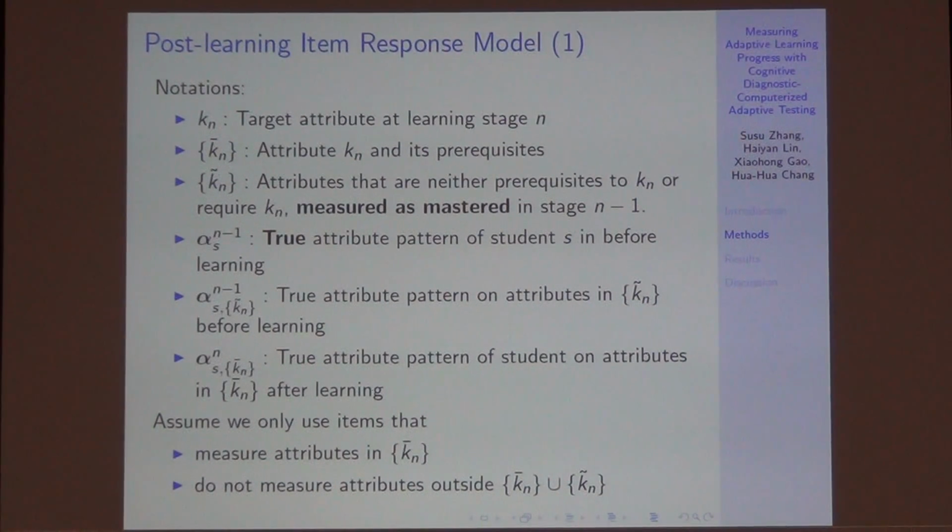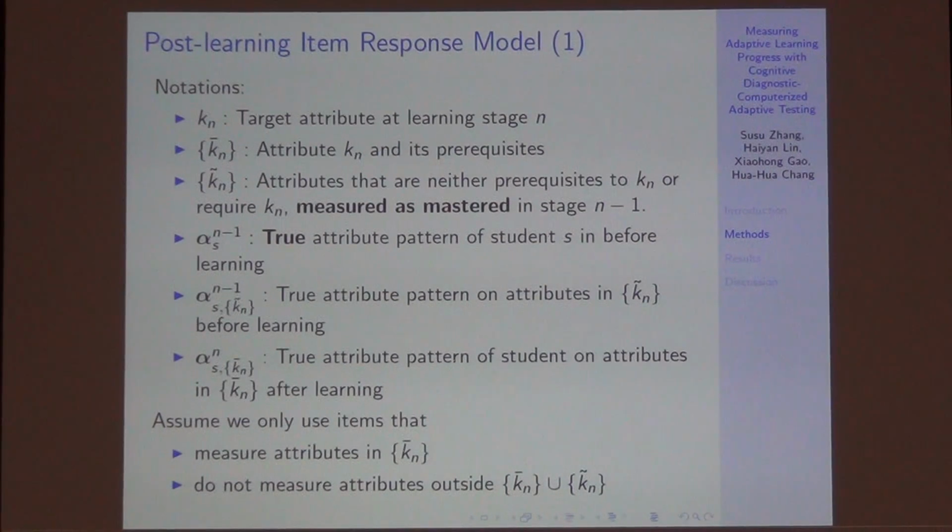So at time point n, we want to denote the target attribute by k sub n. And then we use the set k bar sub n to denote the attribute k sub n, so the target and also its prerequisites. And then later on, we denote all the skills that are previously measured as mastered, but unrelated to our current target as k tilde n. So we can see that these two sets do not have any kind of overlaps.